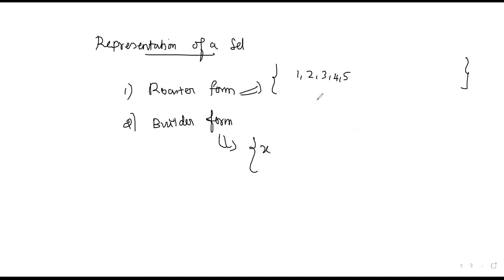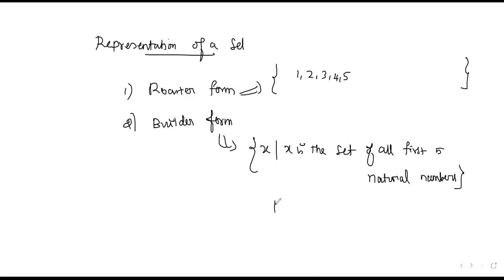X denotes each number in the set, like a random variable, such that X is the set of all first five natural numbers. Got it. So X indicates the numbers, and we can write it as 1 2 3 4 5. So this is what it says.